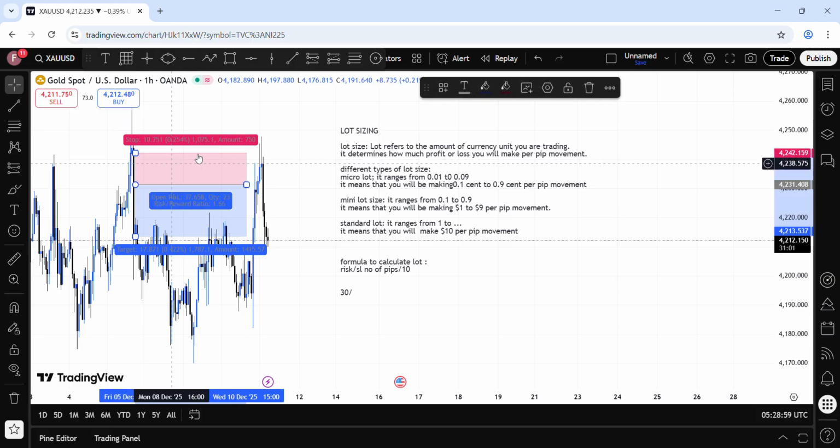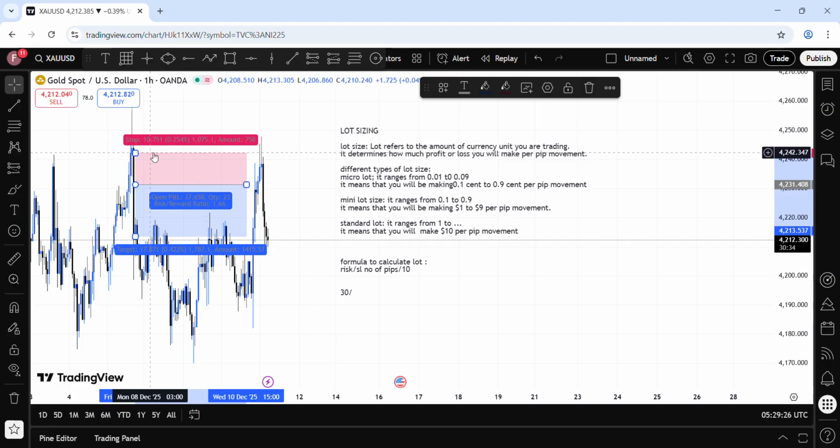Here, this place is where we'll get our SL number of pips. And because this is gold, gold is calculated differently from other pairs when it comes to pips. So now we have 1075 divided by 100 divided by 10 will give us our number of pips.